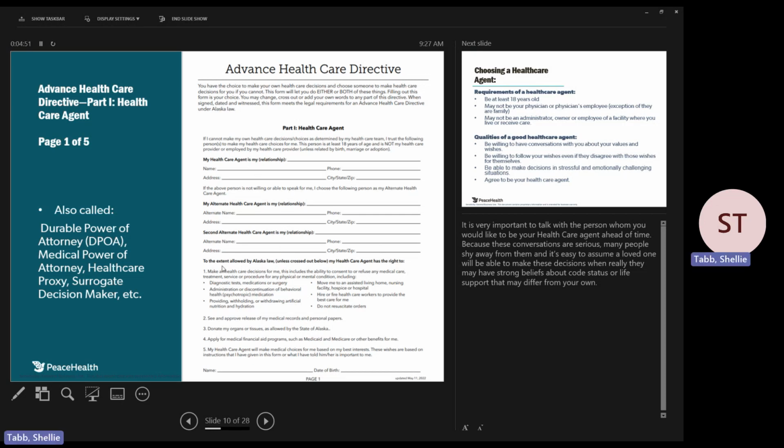And then below, you can cross out things that you don't want your healthcare agent to be able to decide on your behalf. For instance, hiring or firing healthcare workers, providing or withholding artificial nutrition or hydration. You may decide that you want them to be able to make all those decisions, and so then you just leave it as is, or you can cross out the ones that you do not want them to make for you. And then at the bottom, you'll write your name and date of birth.